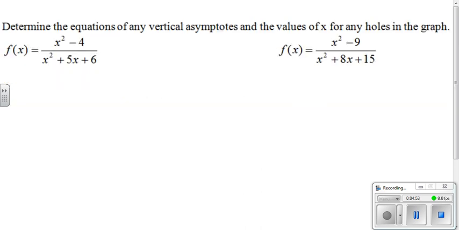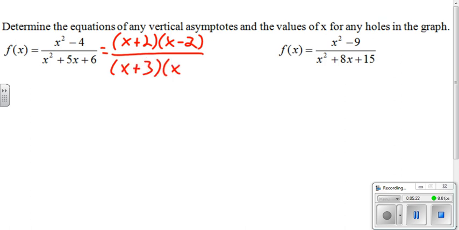So let's see if we can find where some of these holes and asymptotes are found. In this case, we have x squared minus 4 over x squared plus 5x plus 6. And we just want to determine where it's undefined. So we'll find the factors of the top, x plus 2 and x minus 2. And factors of the bottom, we would have x plus 3 and x plus 2. So we would say that it's undefined at x equals negative 3 and x equals negative 2.